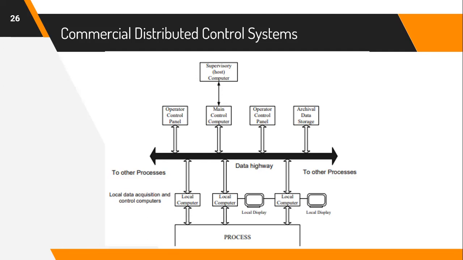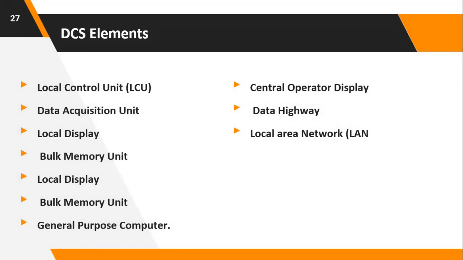Local display. This device usually provides analog display stations, analog trend recorders, and sometimes video display for readout. Bulk memory unit. This unit is used to store and recall process data. Usually mass storage disk or magnetic tape are used.